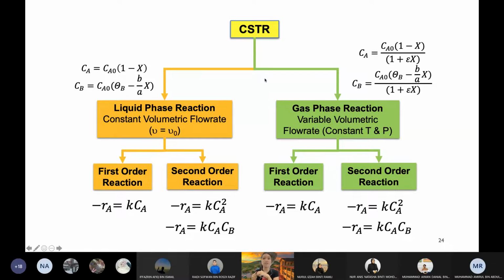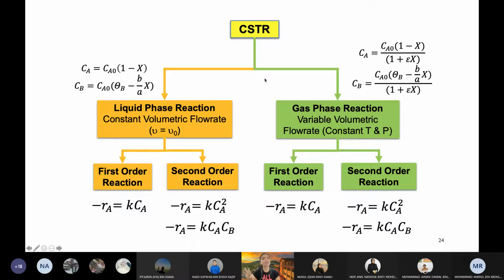First is the type of reactor. Okay, are we designing batch? Are we designing PFR? Or are we designing CSTR? So for today, we're talking about CSTR. So benda pertama kamu kena check. Then second is kamu kena check liquid atau gas phase. So itu pun penting. Okay, kalau dia liquid, equation dah berlainan. Gas phase, equation dah berlainan. Means CSTR liquid lain dengan CSTR gas.